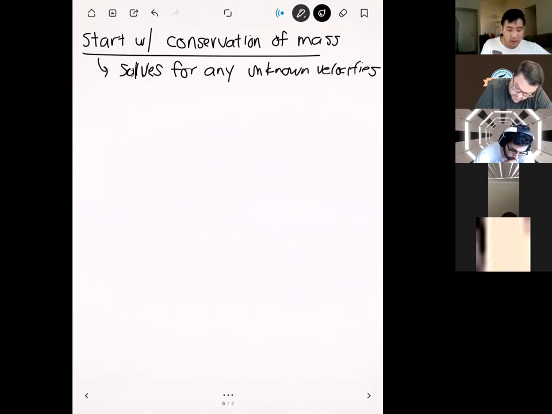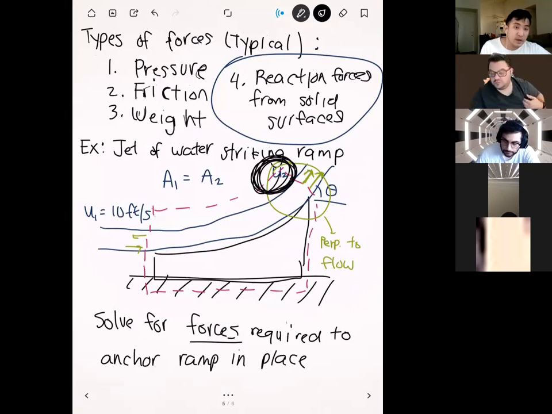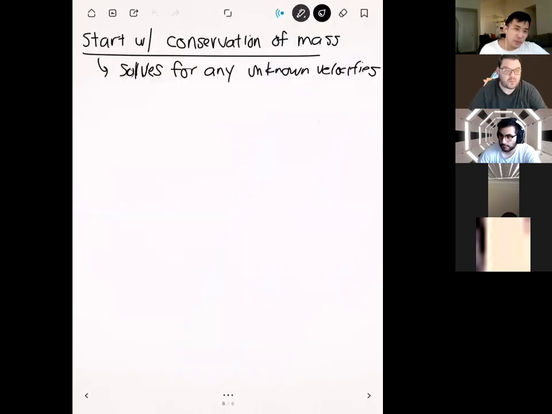And so in this problem, we do have one unknown velocity, and that unknown velocity here is u2, which is the outlet velocity. We know that u1 is equal to 10 feet per second, but before we even start on momentum, we need to solve for u2. In this problem, it might be kind of obvious what u2 is, but I want to show you the full process, to show you what to do for more complicated problems. So let's apply our conservation of mass.